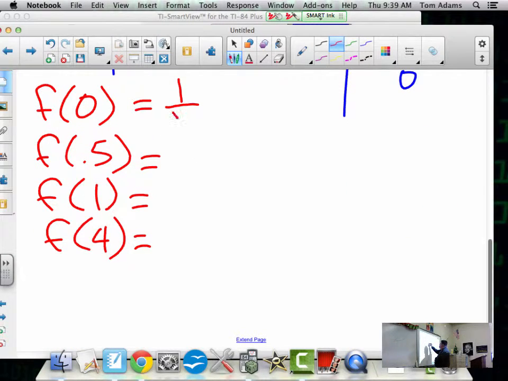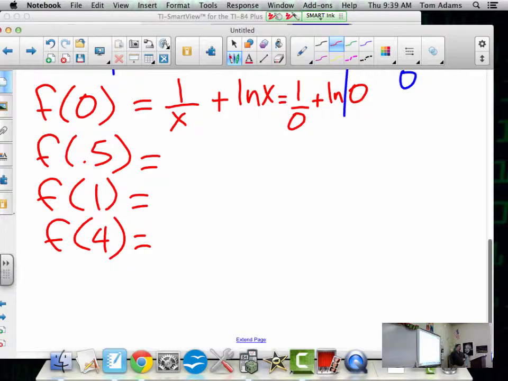So I've got 1 over x plus the natural log of x, or 1 over 0 plus the natural log of 0. Well, that's a crapshoot, right? That doesn't help us at all. We can't do that one. That's the double whammy, right? So this one is no help at all. Kind of like the last problem, doesn't help us at all.